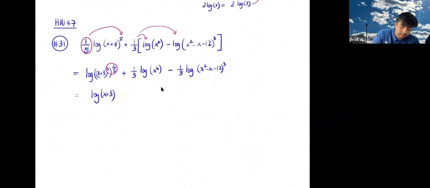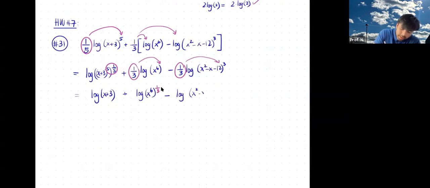And then what else can I say? This 1/3, I'm going to put it not in front, but as an exponent inside of the log. So this becomes log of x to the 6, and this is raised to the 1/3 power, minus log of (x squared minus x minus 12) cubed, and all of this is being raised to the 1/3 power. And then what happens with the powers?